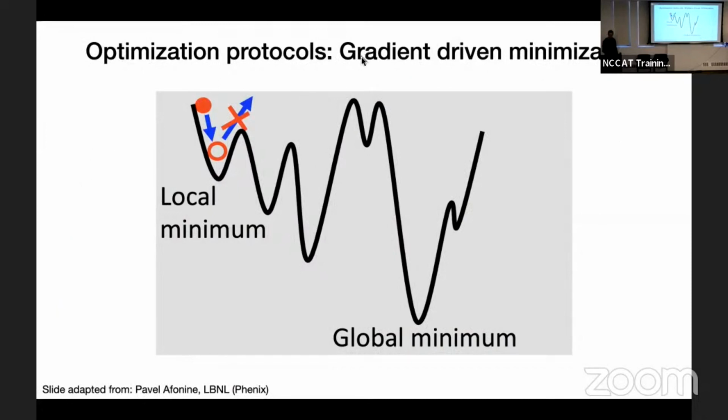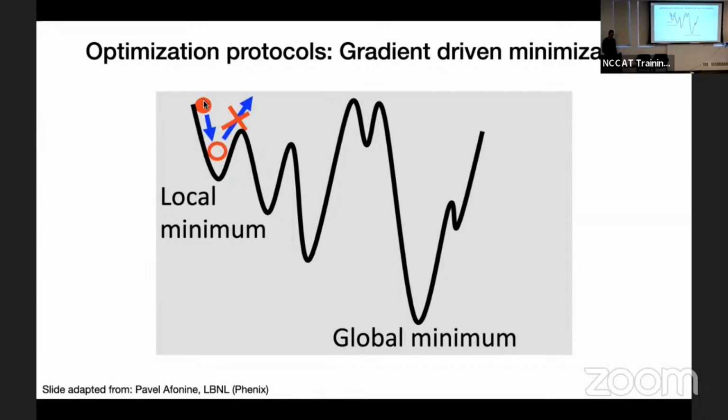The next most basic refinement protocol is gradient-driven minimization, okay? Going back to that energy landscape analogy, you can imagine there are going to be valleys and peaks in the energy function you're trying to minimize. And so if you just allow the model to relax into the closest local minimum, so here's your starting model.